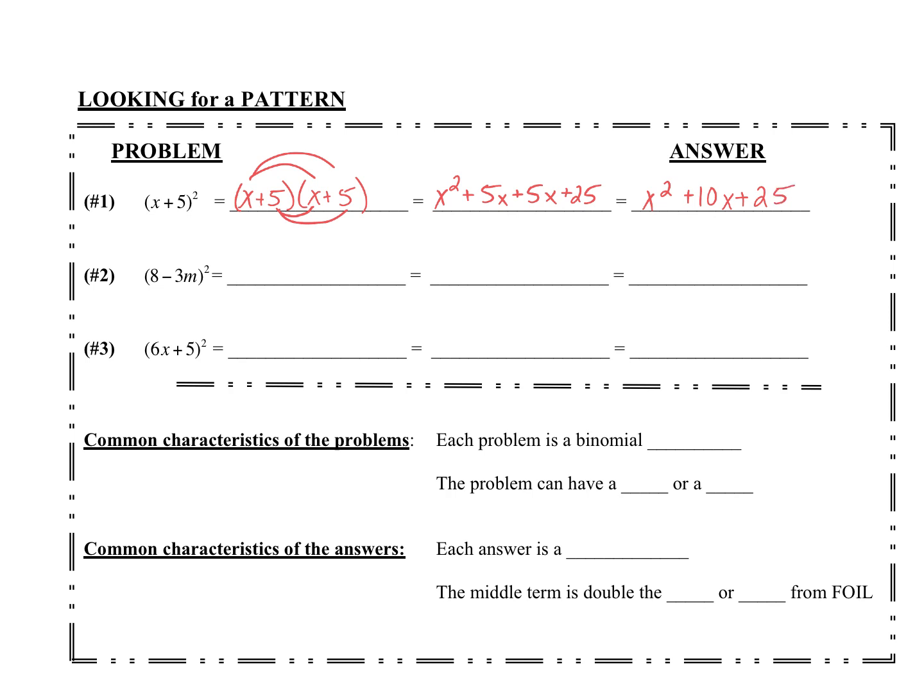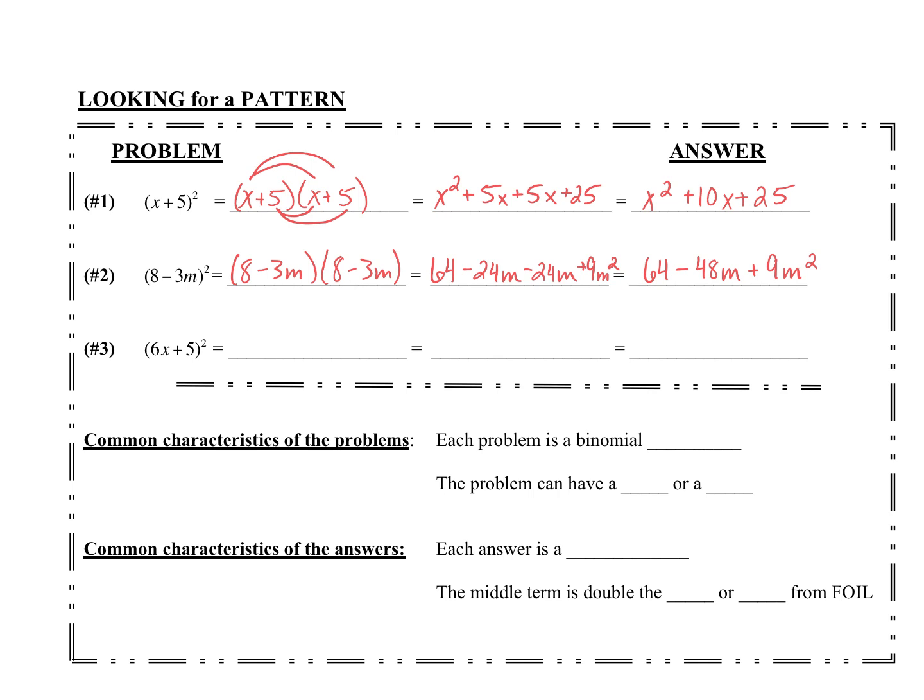For example number 2, that first step's the same. We have 8 minus 3m times 8 minus 3m. Multiply the first terms together, we get 64. Multiply the outside terms together, we get negative 24m. Multiply those inside terms together, we also get negative 24m. And then we multiply those last terms together, and we get positive 9m squared. We simplify this, we'll get 64 minus 48m plus 9m squared.